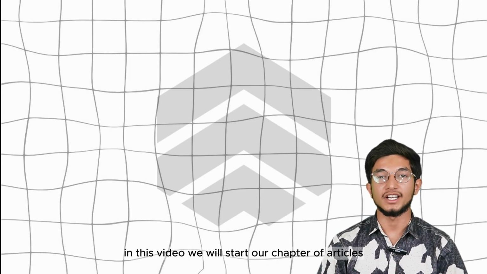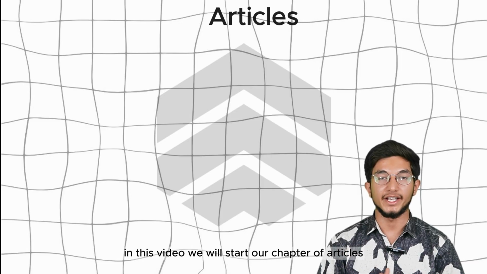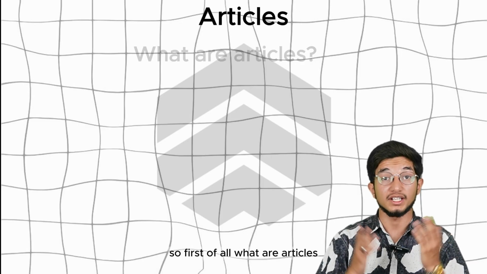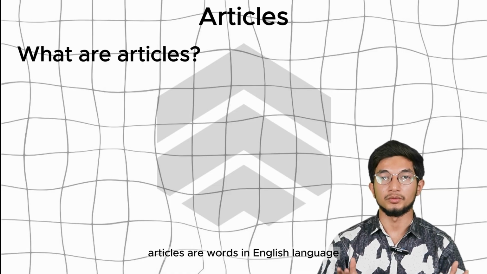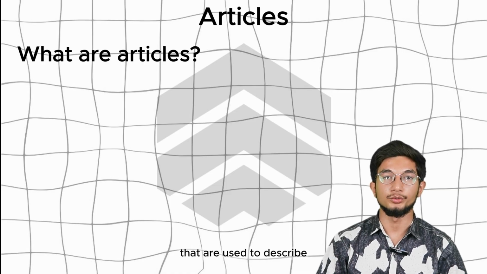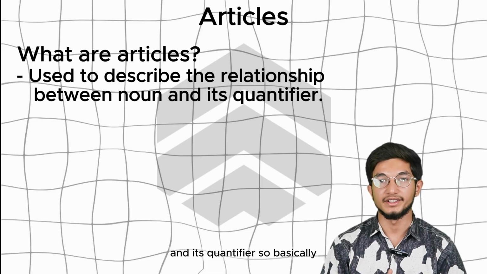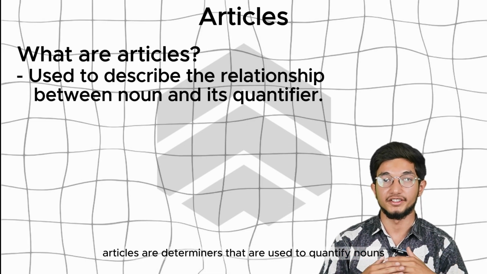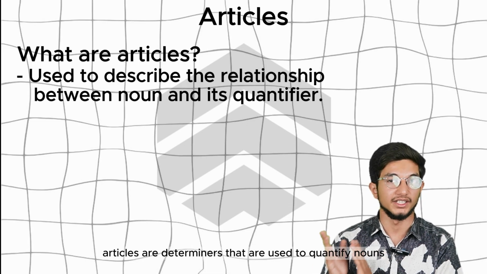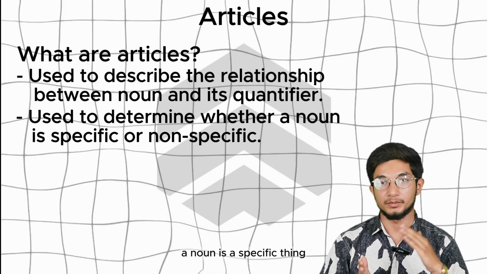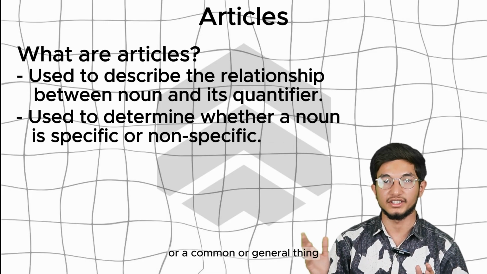In this video we will start our chapter of articles and we will talk about articles and their types. So first of all, what are articles? Articles are words in English language that are used to describe the relationship between the noun and its quantifier. So basically articles are determiners that are used to quantify nouns, and they are also used to demonstrate whether a noun is a specific thing or a common or general thing.